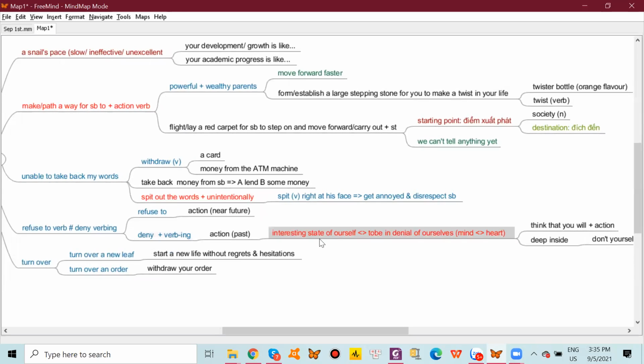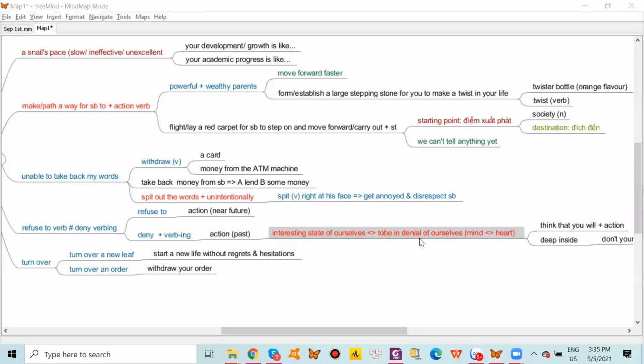Và có một cái trạng thái của bản thân, trạng thái của đầu óc thì người ta sẽ dùng từ state trong tiếng Anh. Interesting state of ourself. Okay, so what is wrong with the keyboard right here? Very stupid. Okay, so right here những cái trạng thái của con người, thì một trong những cái trạng thái rất là phổ biến, rất là common, thì mình đang có cái từ được gọi là denial. To be in denial of ourselves.